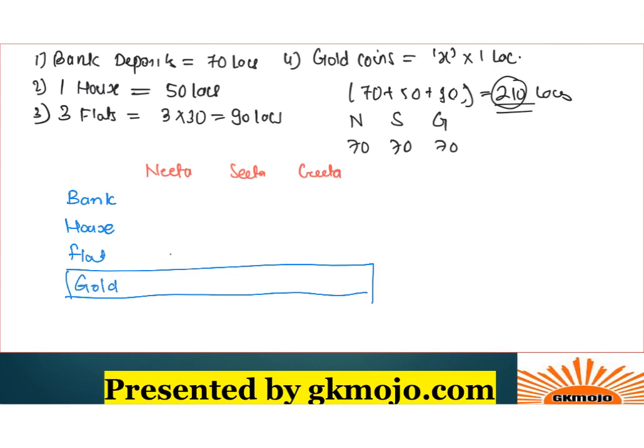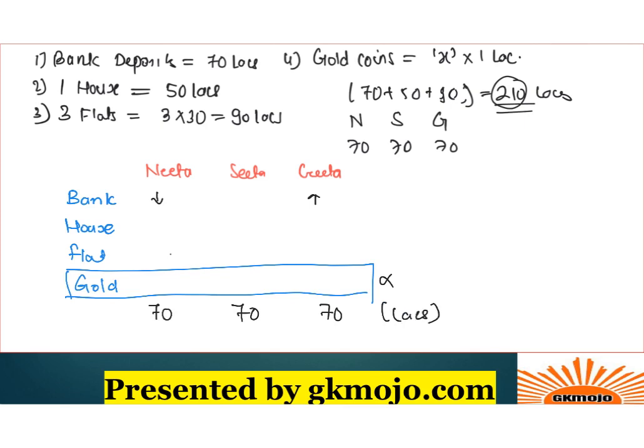So it was given among the three that Nita received the least amount in bank deposit, so this was the least, and Gita received the highest over here. And we know that all of them have received a total of 70, 70, 70. This is excluding the gold, and this is in lakhs.